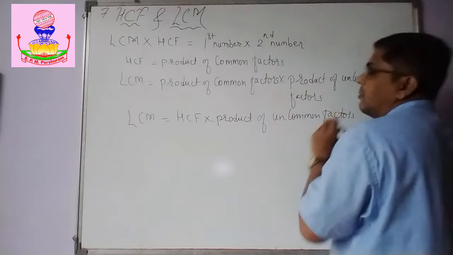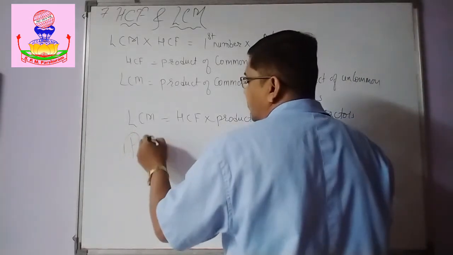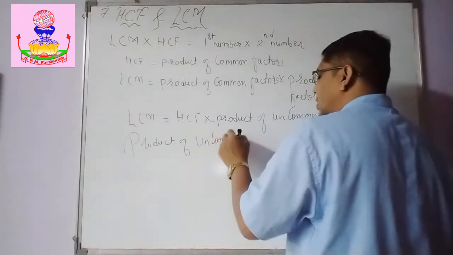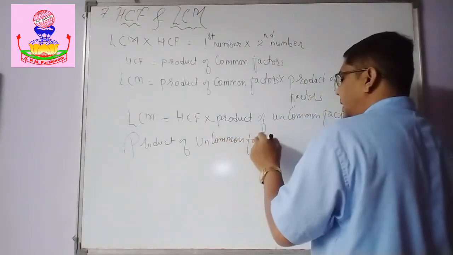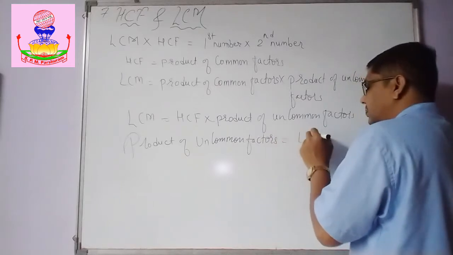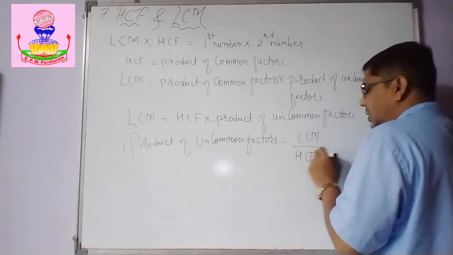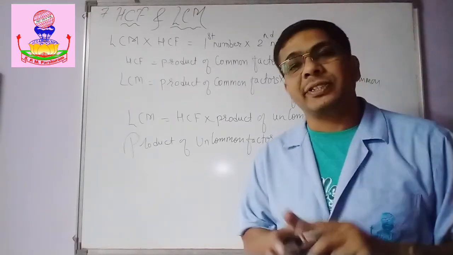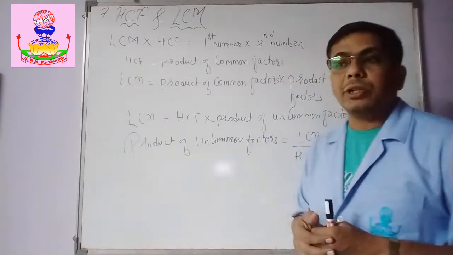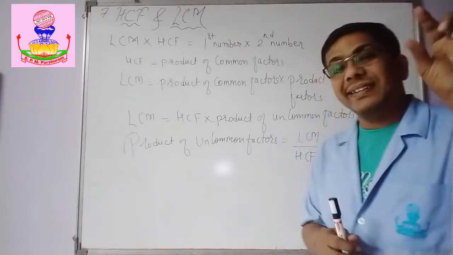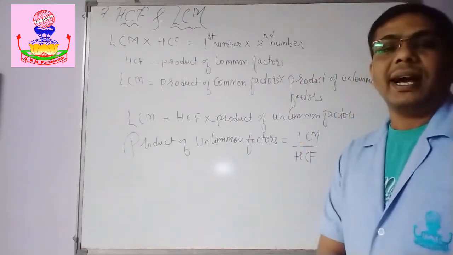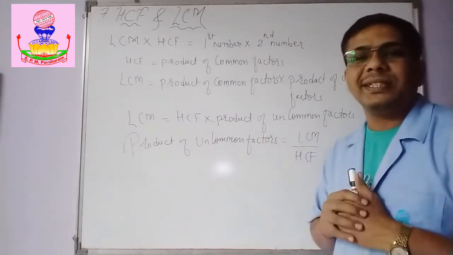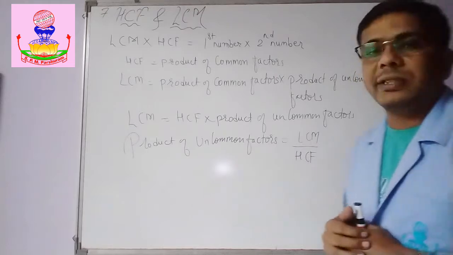So if I want to find the product of uncommon factors, it is equal to LCM upon HCF. Now where is this utilized? When you are supposed to find both the numbers and the LCM and HCF are given. At that time, we can find the product of uncommon factors and multiply the numbers that you get by the HCF. You will get the two numbers whose LCM and HCF are given. You'll come to know when we discuss the exercise.